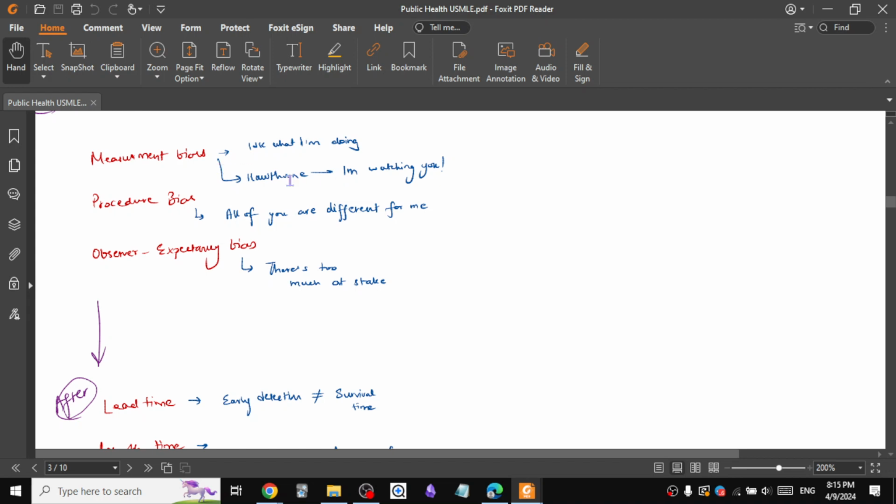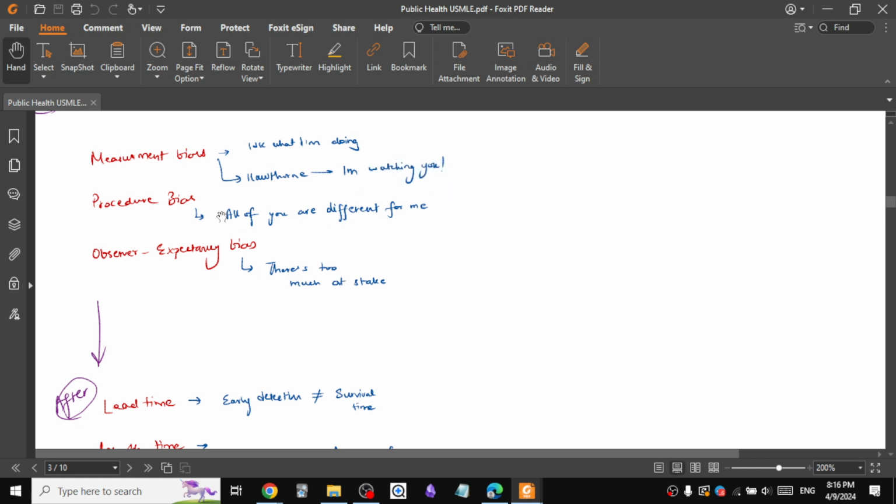So under supervision, the patients or the participants start to act differently. They might be more hygienic, sleep early, eat well. They might start to do these things unknowingly. So that's a bias as well, called the Hawthorne bias. I'm watching you. Remember that. The best way to remember it is hawk: the hawk, Hawthorne. The hawk is always watching you.